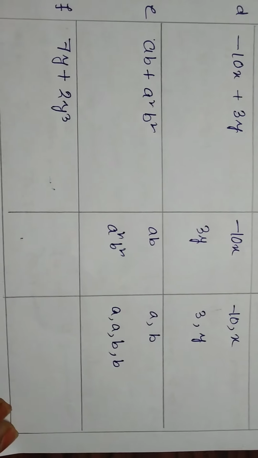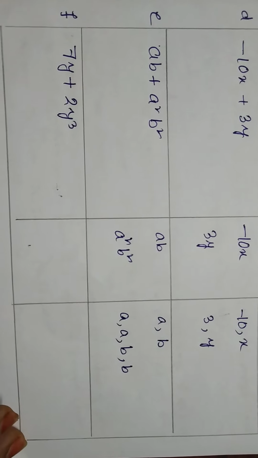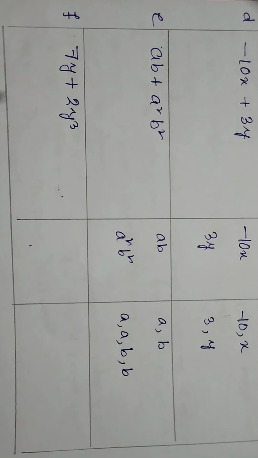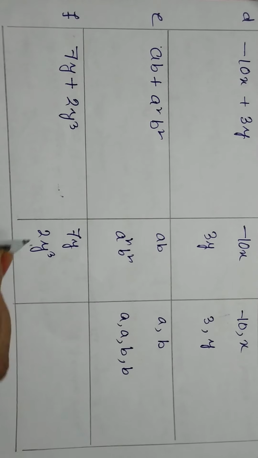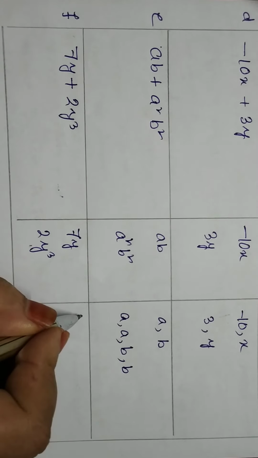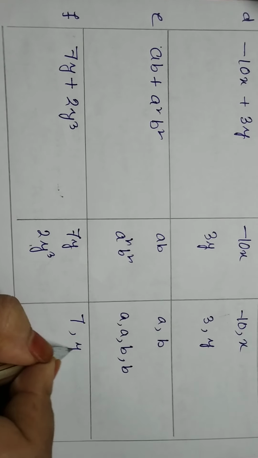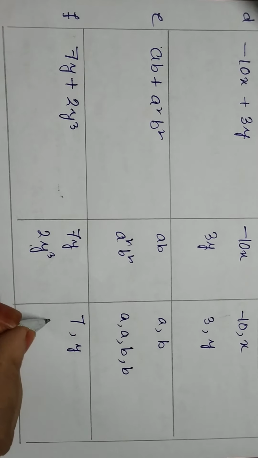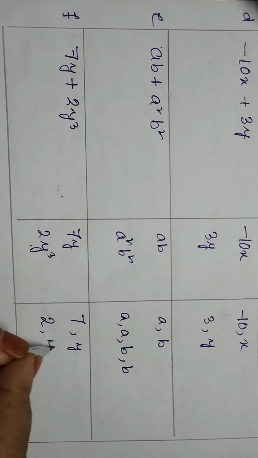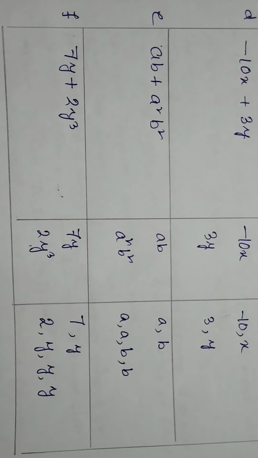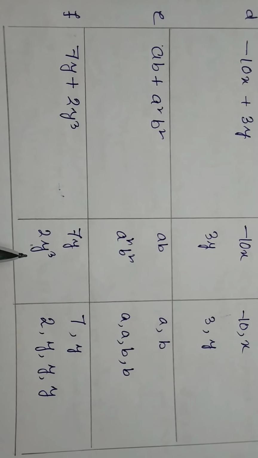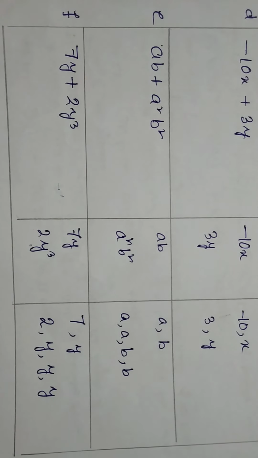And next, F. In this expression, the terms are 7y and 2y cube. In 7y, the factors are 7 and y. In 2y cube, the factors are 2, y, y, y. Why do we write y three times? Because here y cube is given. This way we can identify the terms and their factors of an expression.